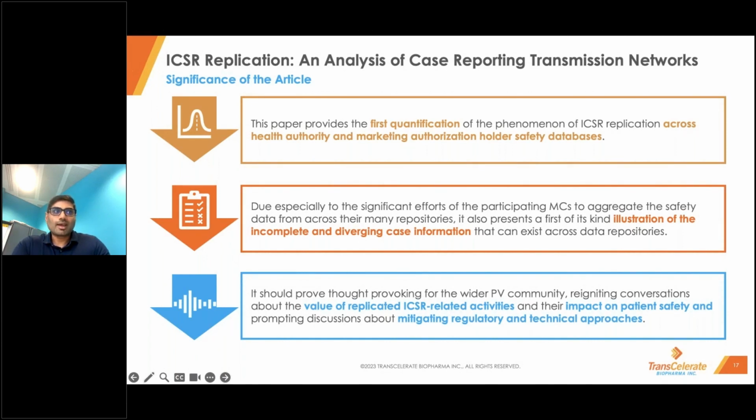It should provide a thought-provoking message for the wider PV community, reigniting conversation about the value of replicated ICSR-related activities and the impact on patient safety, and promoting discussion about mitigating regulatory, contractual, and technical approaches.